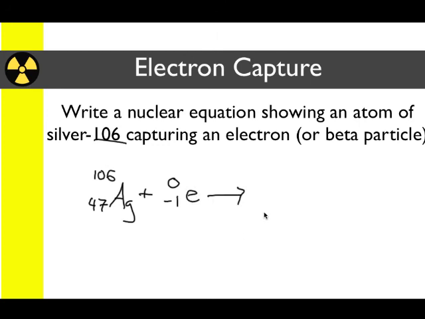And let's add up the numbers to see what we get. Okay, 106, that's great. 47 and -1 adds up to 46. Which one has an atomic number of 46? Pd, palladium. So the atomic number went down because the electron combined with the proton to make a neutron. So we have 1 less proton, 46. And the mass is the same because there's no mass difference. So this is our particle that we're trying to solve for.